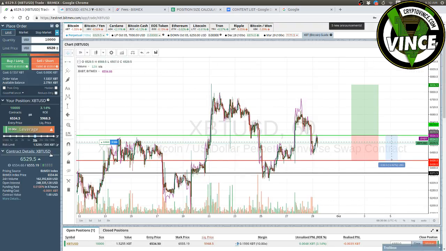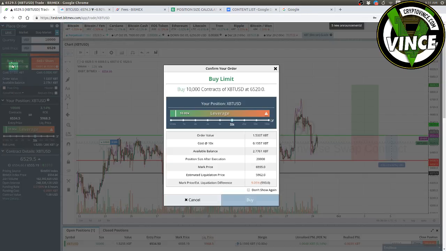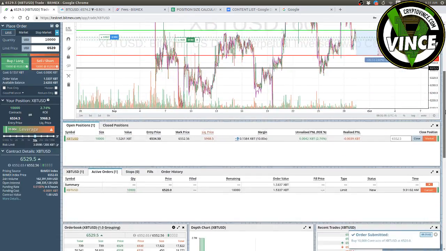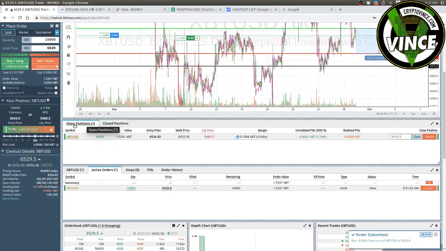Okay, and then go in and hit buy. In this case, you can see our order has been submitted, and it's not an open position, but it goes in our active orders. So here is where you can follow your limit. So this position will be open when the price reaches 6520. So at that point, we will buy, we will go long on Bitcoin, right?